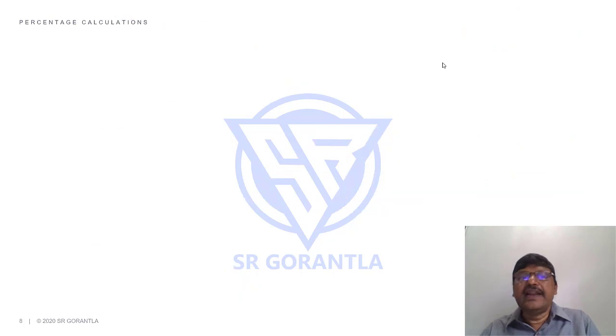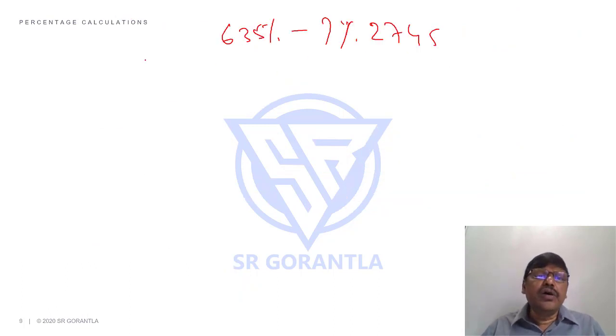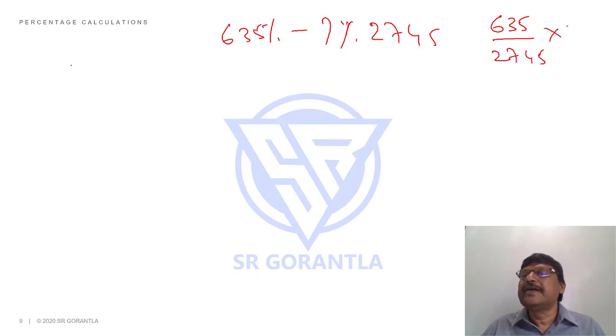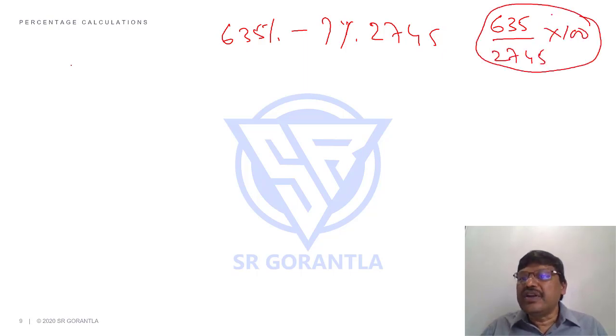Right. Okay. Let's see, students. Now, there are 2 or 3 approaches for this, please. One, students, strictly speaking, you are supposed to do it like this. I agree with you, 635 by 2745 into 100 means I cannot do the traditional method I said.